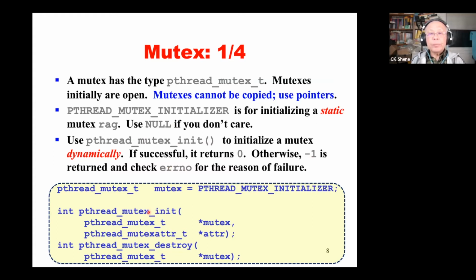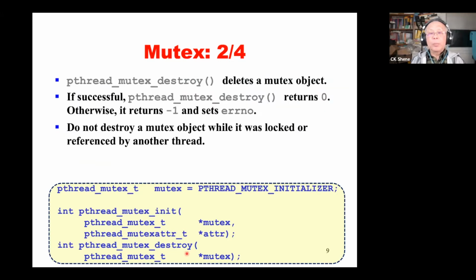So here, pthread_mutex_init, you provide a pointer to a mutex and a pointer to its attributes. Here, you want to destroy a mutex. It's pretty easy. You just call pthread_mutex_destroy, and that corresponding mutex will be deleted. If this deletion was successful, pthread_mutex_destroy returns 0. Otherwise, it returns -1 and sets the errno value.